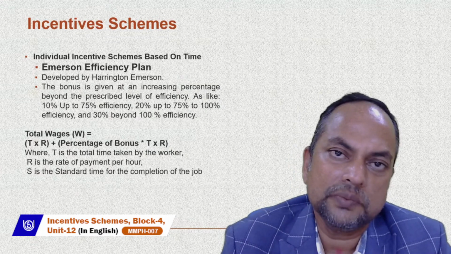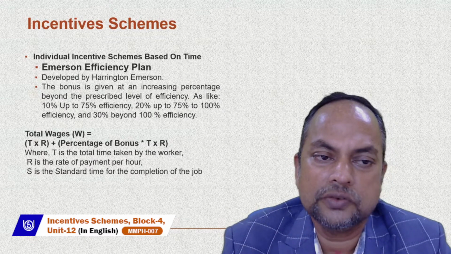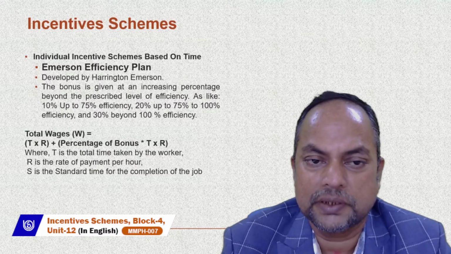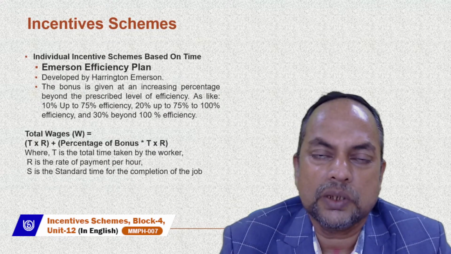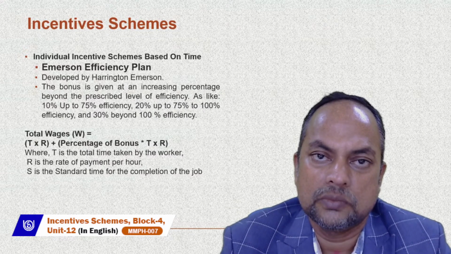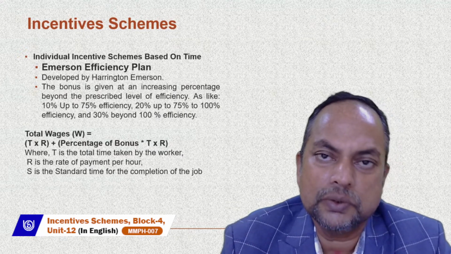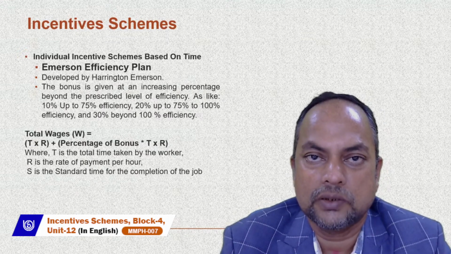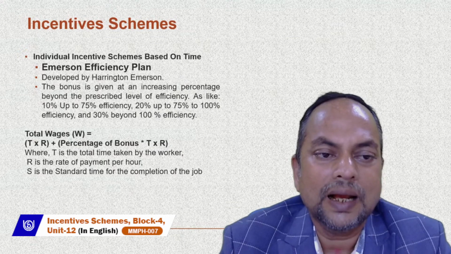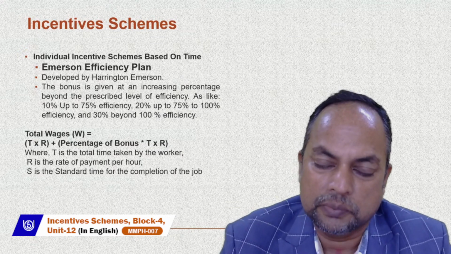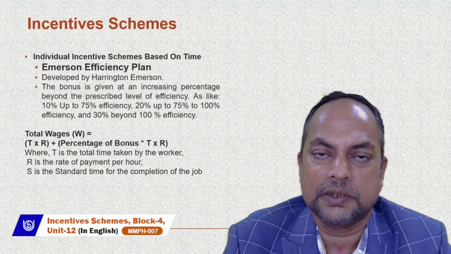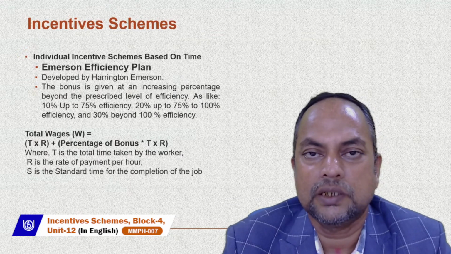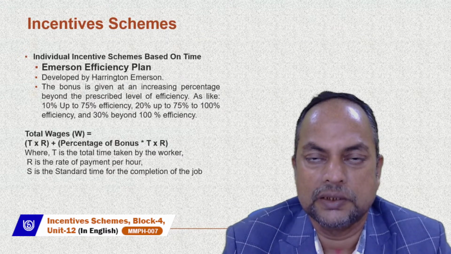So anyone who comes up with 75% of efficiency is to be paid 10%. The workers whose efficiency is between 75% to 100% have to be paid 20% of incentives, an additional benefit. And the worker who performs beyond 100% efficiency has to be paid a 30% bonus incentive.